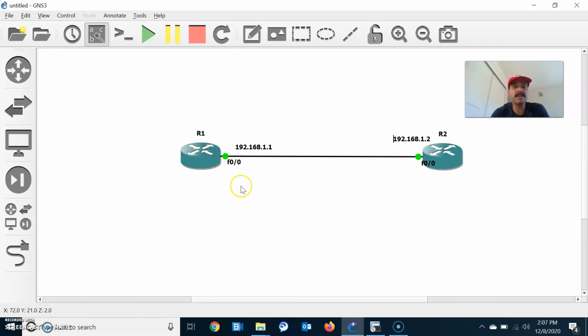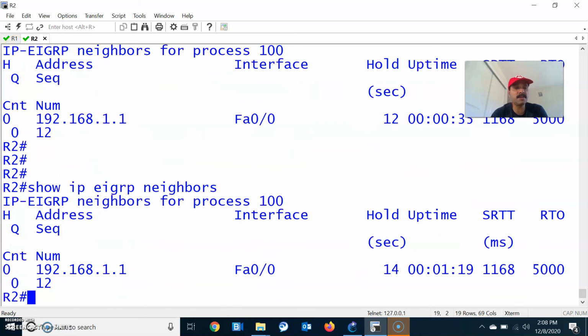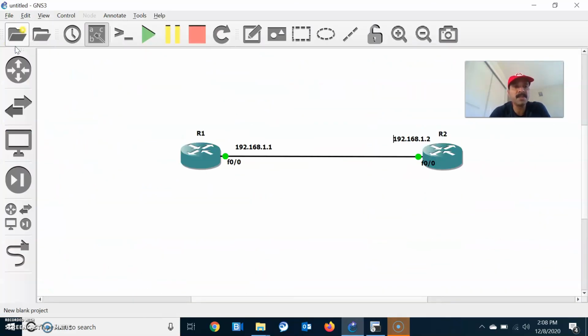So EIGRP by default uses bandwidth and delay. That is the metric it follows. Since there is a mismatch, it is showing the invalid K value mismatch. So these are the reasons R1 will not form a neighbor relationship with R2. Now we have fixed the issue, and both R1 and R2 have established a neighbor relationship. So this is how we can troubleshoot EIGRP.